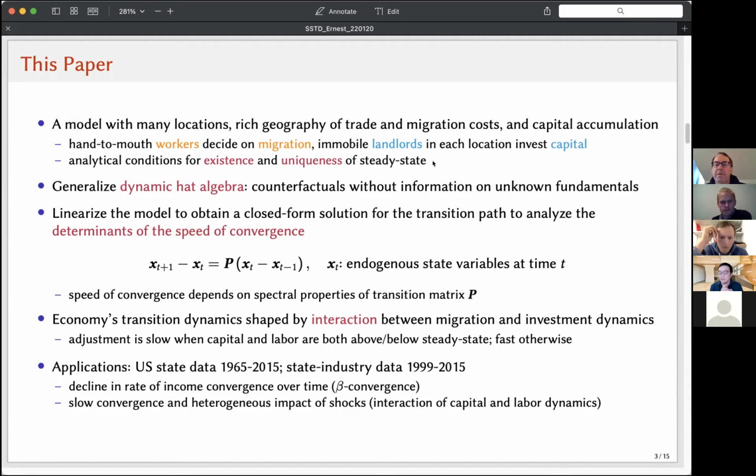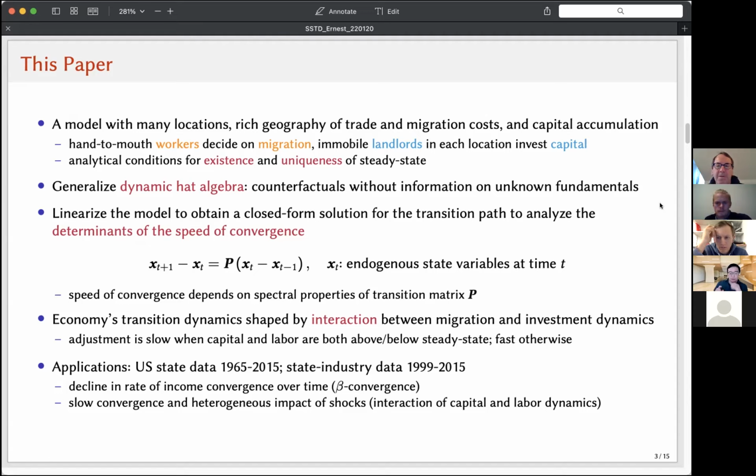Right, thank you so much. Richard, to ask your question. Hey, Ernest, on the slide you say you explain the decline in the rate of income convergence over time. I don't know if you said it quickly, but what's the economics behind why that's happened in your model?